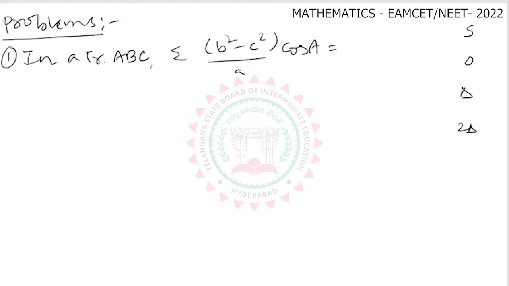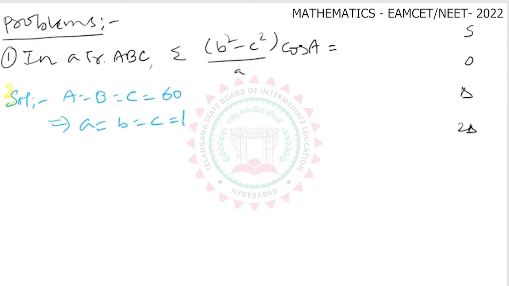So as in the problem, it is clearly mentioned that it is a triangle ABC. So suppose this triangle is an isosceles triangle, right? Suppose this is an equilateral triangle. What about in an equilateral triangle? A is equal to B is equal to C is equal to 60, that is, angles are equal, which is equal to 60 degrees. This implies that their sides a is equal to b equal to c is equal to 1. The sides are also equal, right?